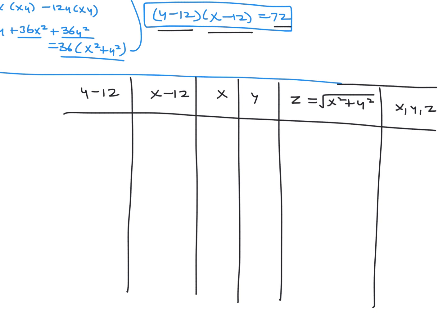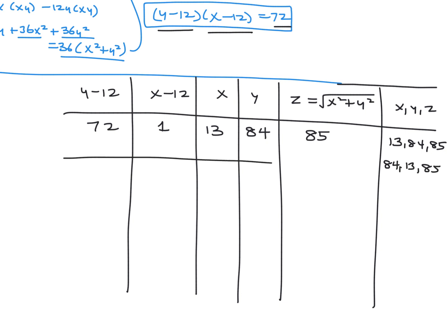So what are our possibilities? Well, you can have 1 and 72. If this is 1 and this is 72, then x would be 13 and y would be 84, I believe. And then z, you guys can do that. That'll come out to be 85. And therefore our triplet would be 13, 84, 85. But x and y are interchangeable, so it could also be 84, 13, and 85.